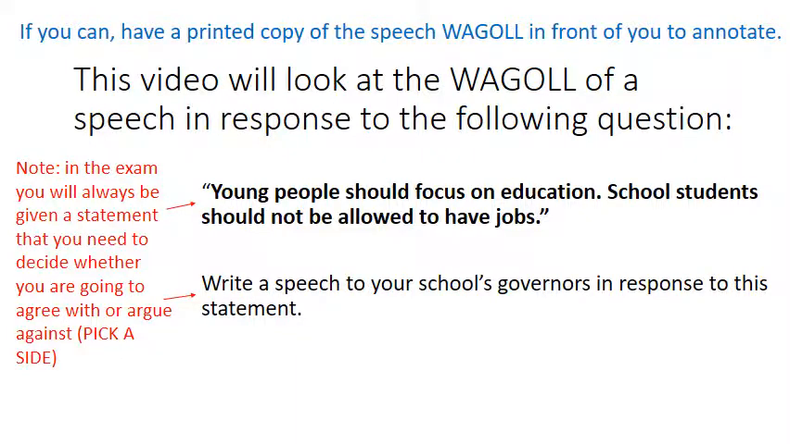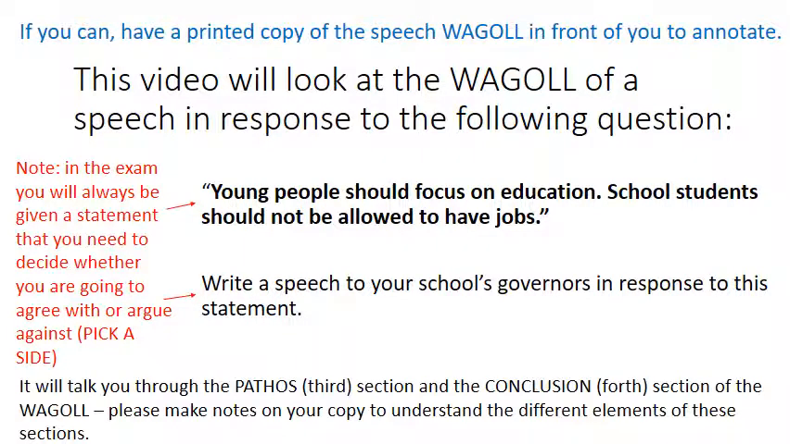This video is going to focus on the pathos section, the third section of the waggle, and the conclusion section, the fourth and final section. Can I ask you again, if you're able to have printed out the waggle in front of you, to copy notes so that you understand the different elements of these sections and what makes them successful. As I've said before, please, by all means, feel free to pause me, rewind the video if you need to get the notes down that you need so that you have a really good understanding of this structure.